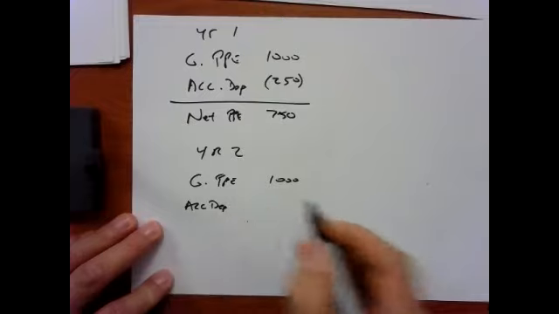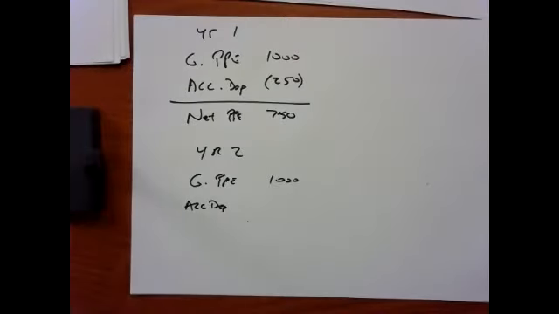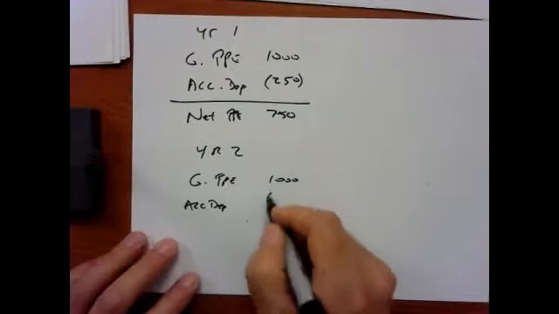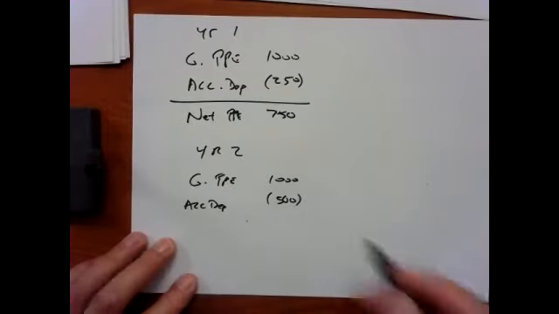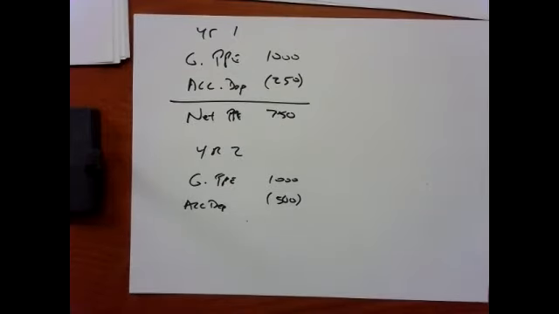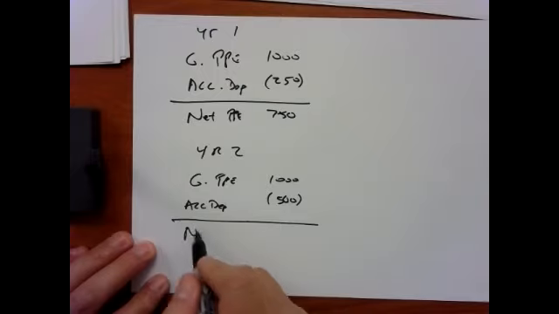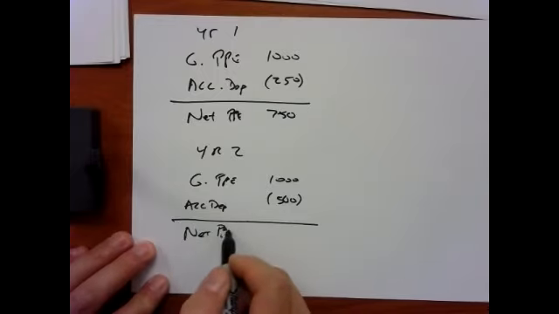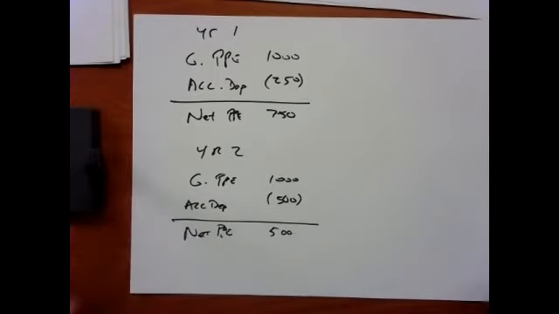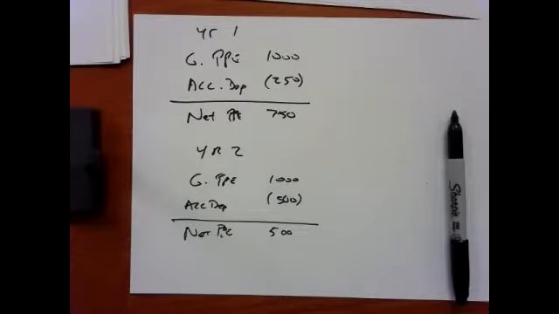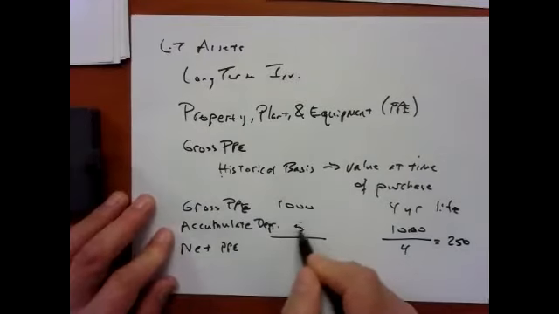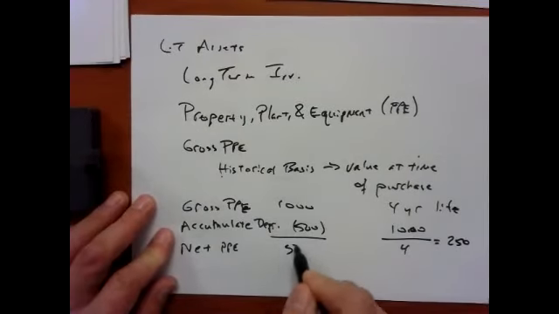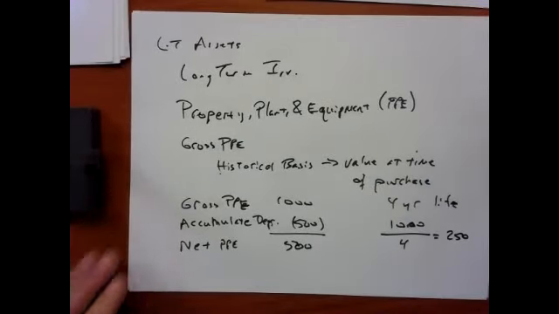Year 2, gross PPE is 1,000, it doesn't change. After 2 years, how much is the accumulated depreciation? 500, right? Because we're taking a $250 charge each year. And so net PPE is 500. Does that make sense? So after 2 years, my accumulated depreciation is now 500.